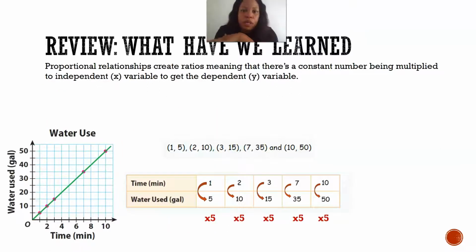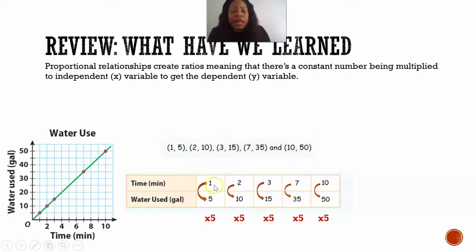Going back to what we learned, proportional relationships create a ratio, meaning there is a constant number being multiplied to the independent variable, which is always x, to get the dependent variable, which is y. We still took our same graph of water and time, and we're going to use the same points that we found on our line.